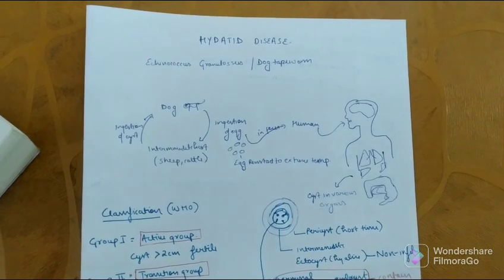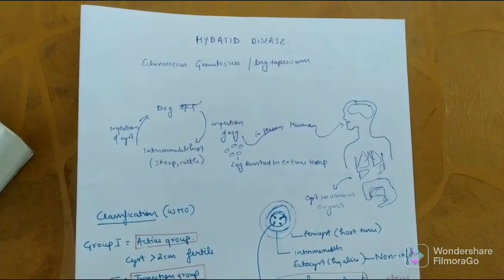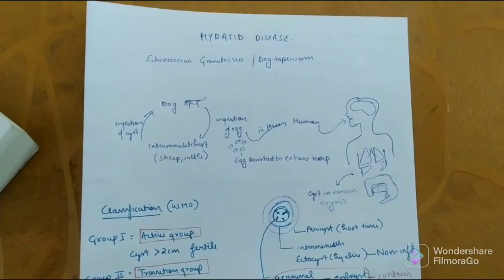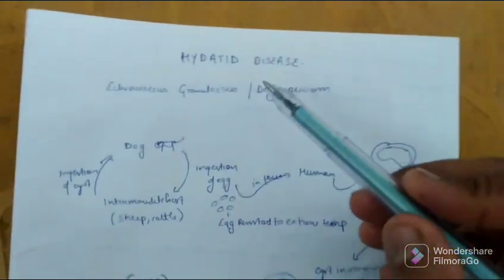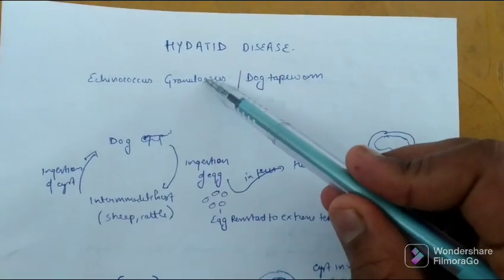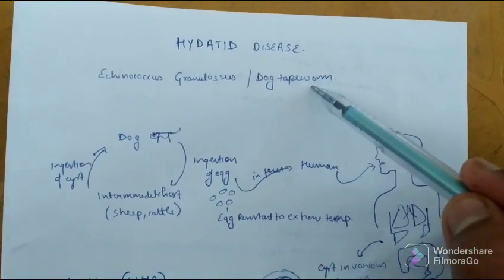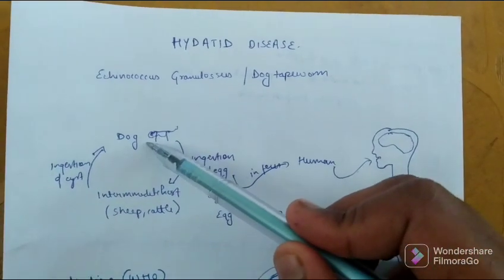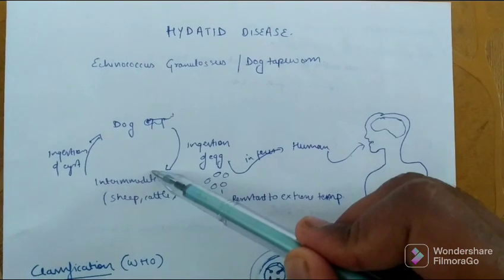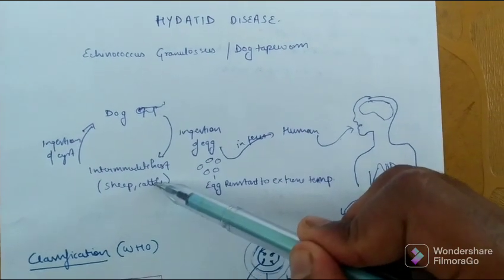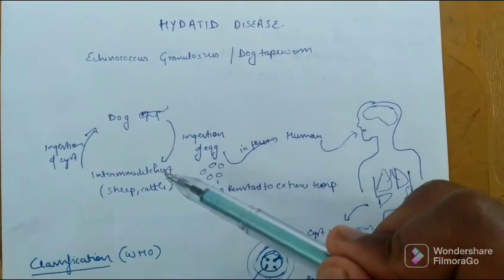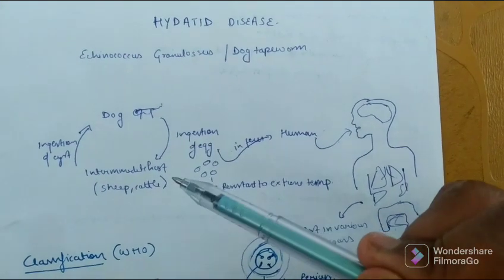Hello everyone. So this video is going to be regarding hydatid disease, that is a parasite-borne infection. It is caused by a parasite, Echinococcus granulosus, also known by the name of dog tapeworm, which has a definitive host as dog, and intermediate hosts which are mainly sheep and cattle. Incidentally, humans are the intermediate host, which is increasing now.